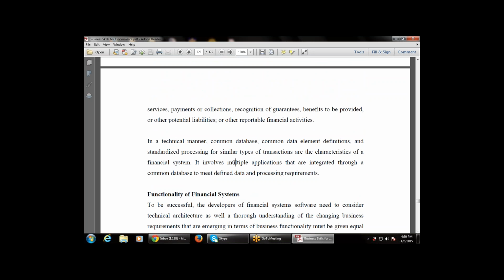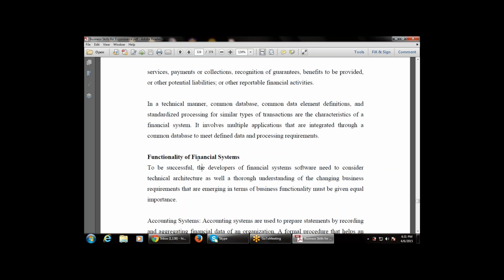So there is a common database, there are common data elements and definitions, and there is standardized processing that is common for similar types of transactions. These are the various features of a financial system. It involves multiple applications that are integrated through a common database to meet defined data and processing requirements.